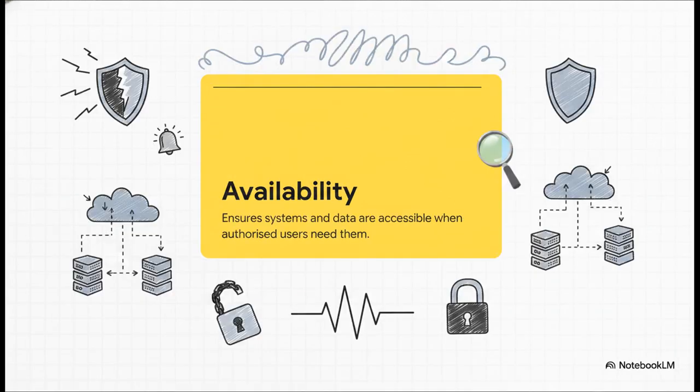And the A is availability. This just means your systems and data are actually there when authorized users need them. Here is the absolutely crucial point. If your system goes down because of a DDoS attack or a ransomware lockout, it's not just some annoying IT hiccup where you can't check your email. No, it is a fundamental security failure. If you can't get to your data, your defense has completely failed.